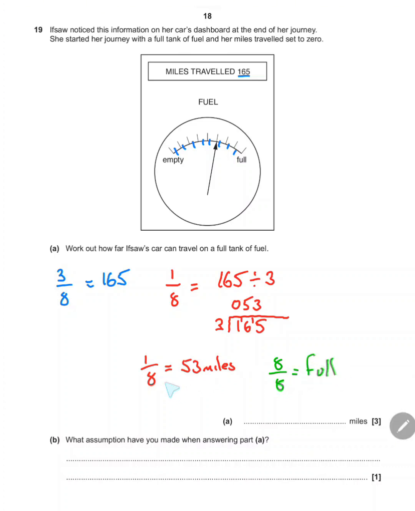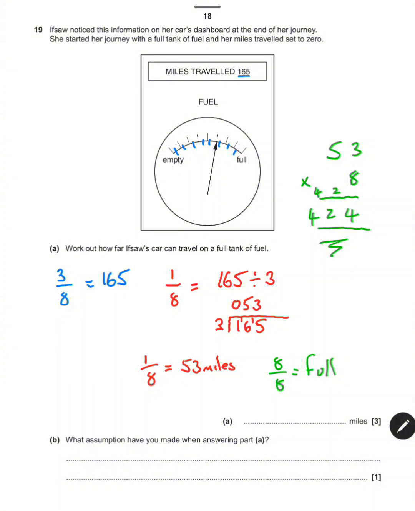How do we do that? Well, I know that 1/8 is 53 miles. I want 8/8, so I'm going to do 53 multiplied by 8. 8 3's are 24. 8 5's are 40. Add on this 2 would be 42. The car will do 424 miles on a full tank.